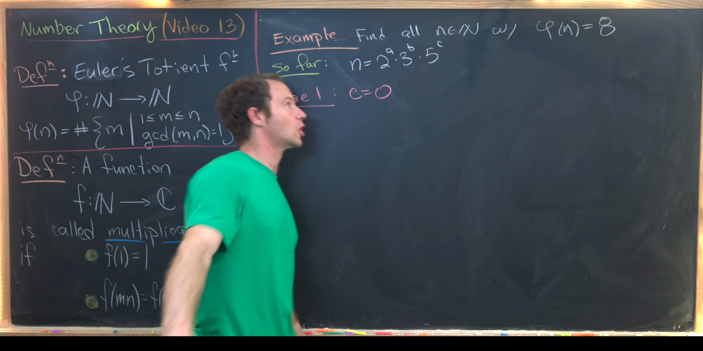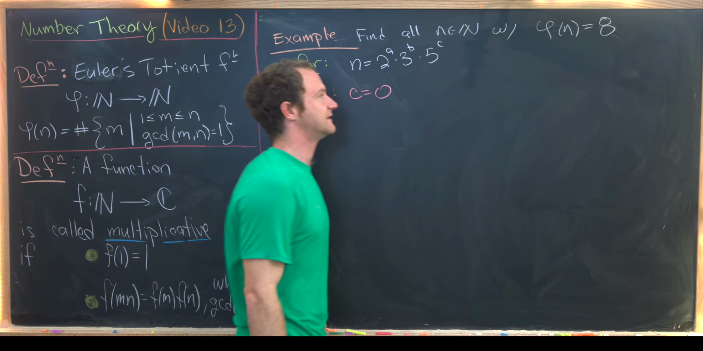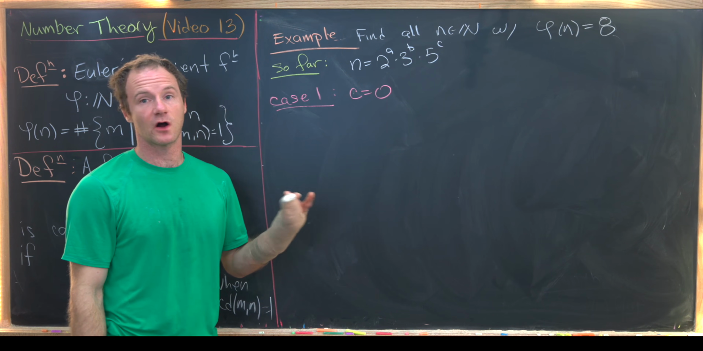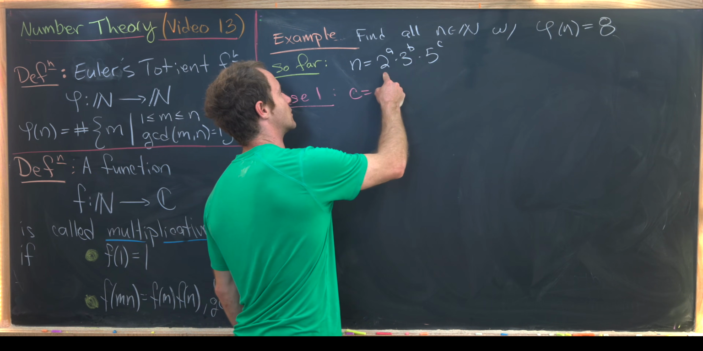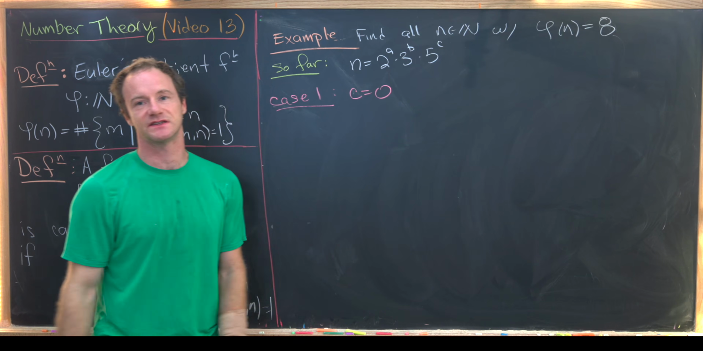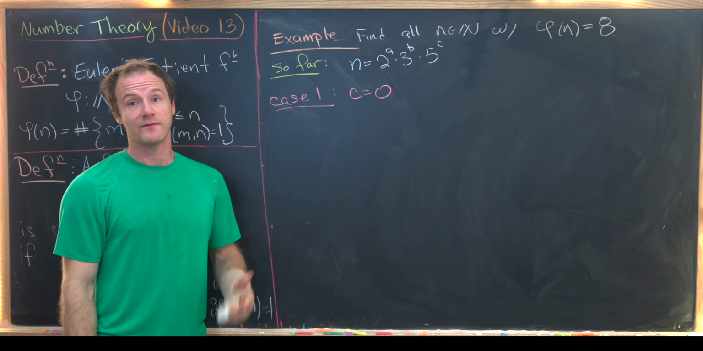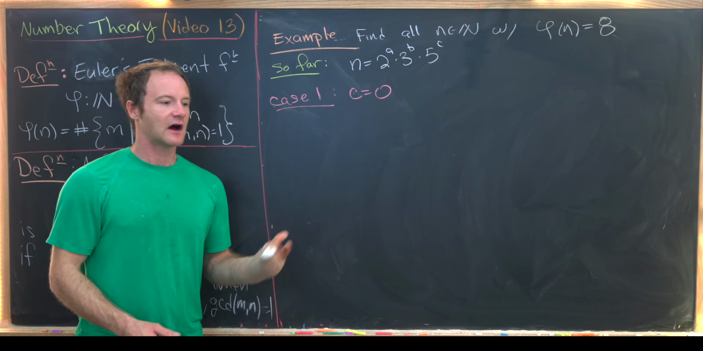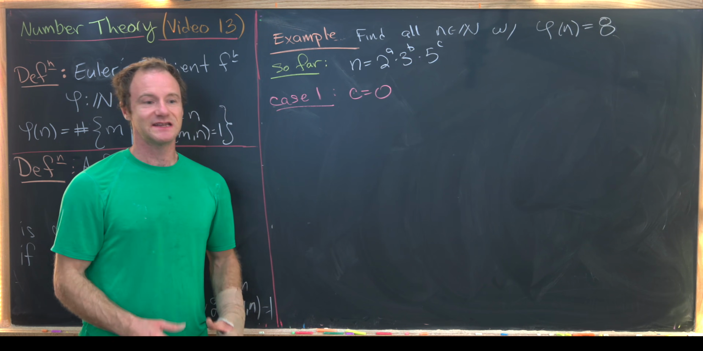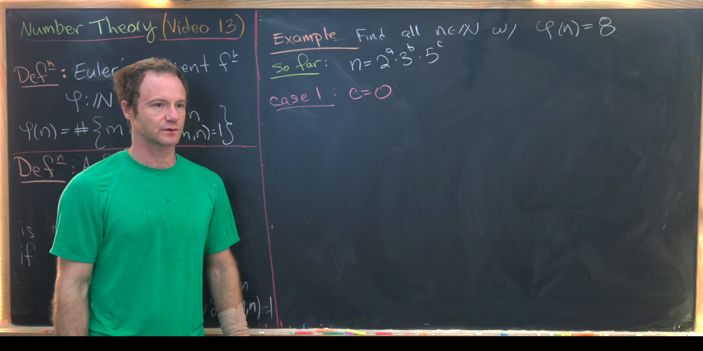Okay, so our goal is to find all natural numbers n such that phi of n is equal to 8. So far, we've argued that n has to be of the form 2 to the a, 3 to the b, 5 to the c. 2, 3, and 5 are the only possible prime factors of n. And now from here to the end is not super fun. It's just a bunch of casework.